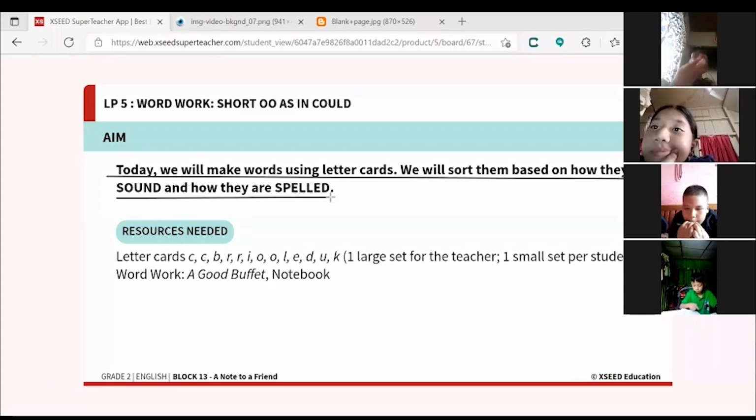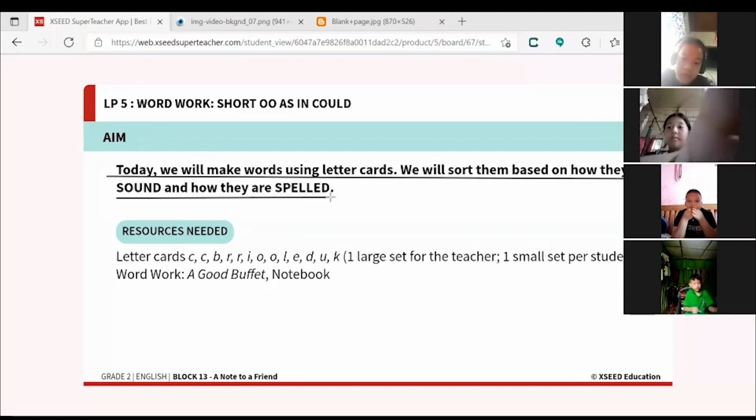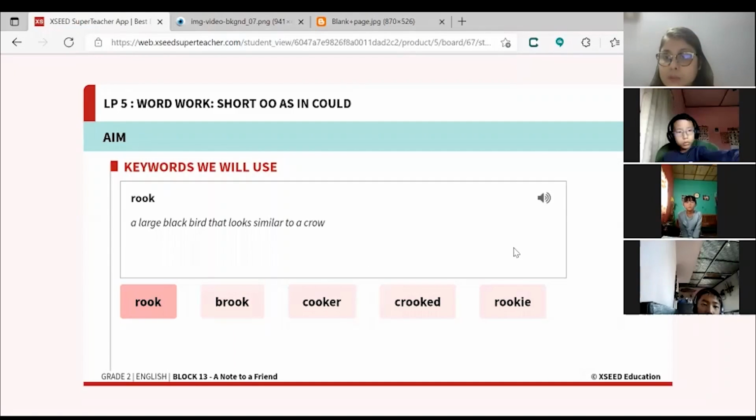So today we will make words using letter cards. Almost all of us have the letter cards. We will make these words using these letter cards and we will sort them based on how they sound and how they are spelled. So I will repeat this word. You listen to it very carefully.